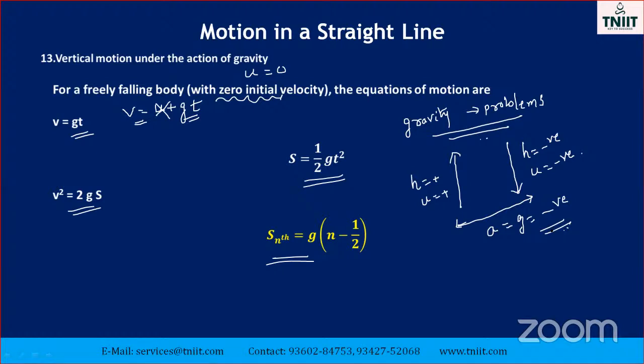Height should be positive for vertically upward. Initial velocity u is also positive when it is moving vertically upward. But when coming downward, you have to take the height and velocity as negative, and acceleration due to gravity will be negative. This is for the gravity problems. Use this sign convention. It will be easy to understand.